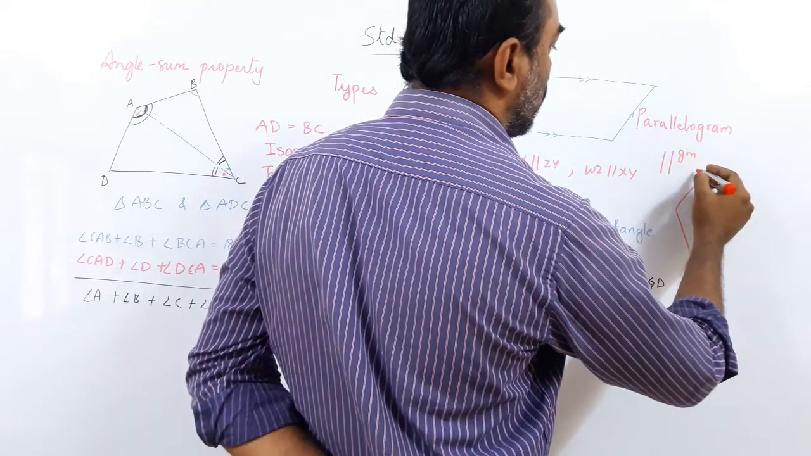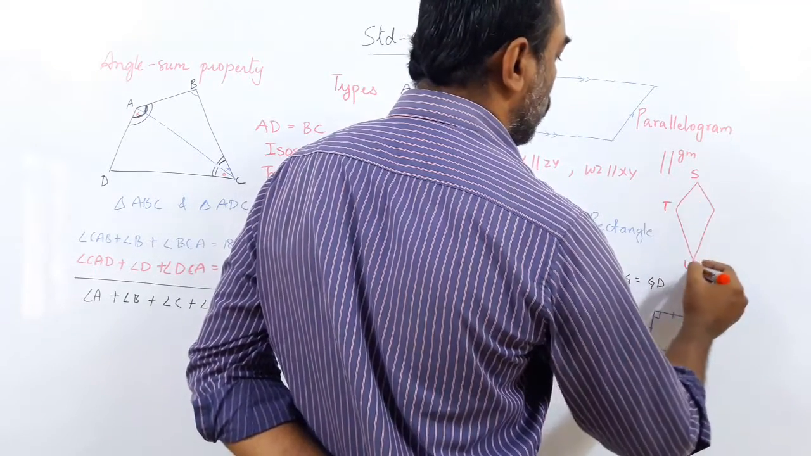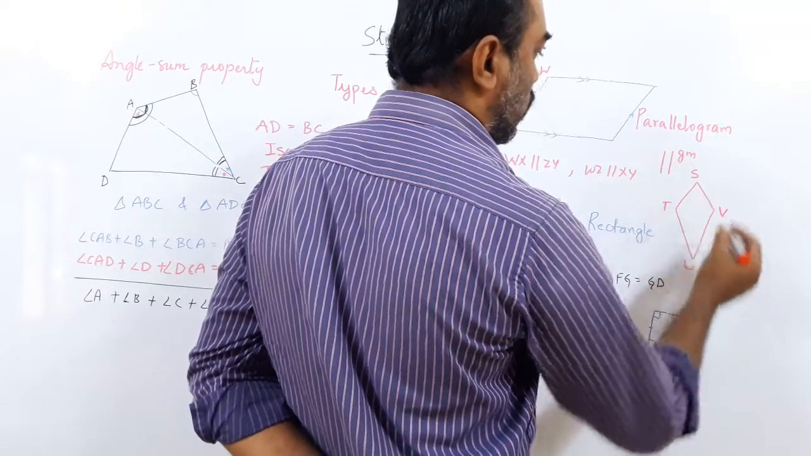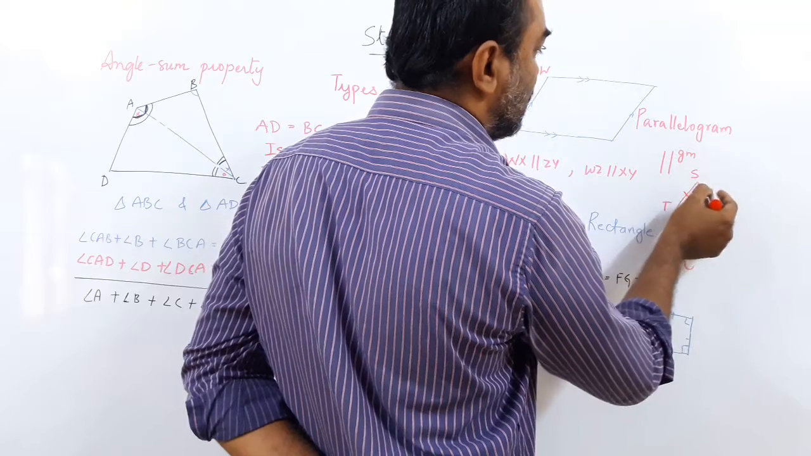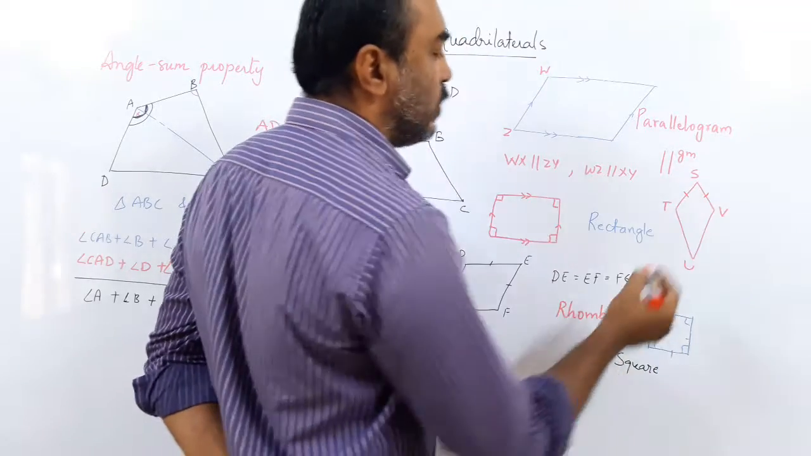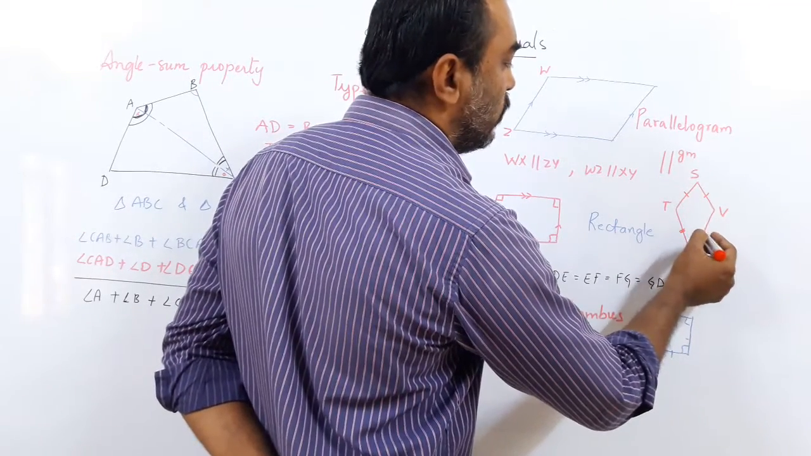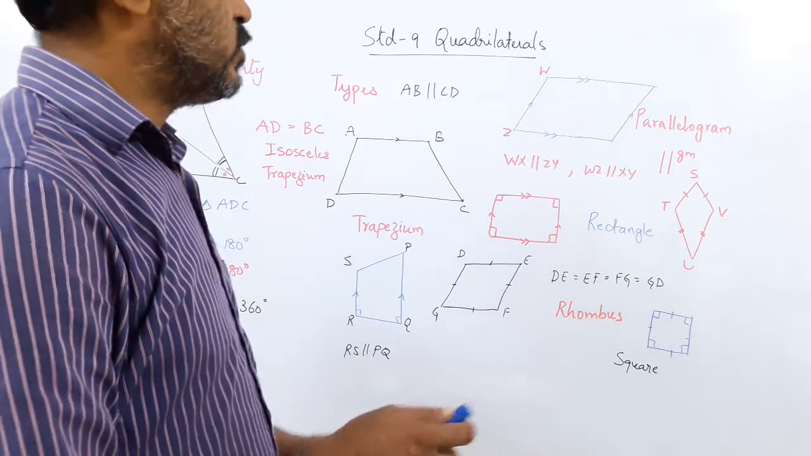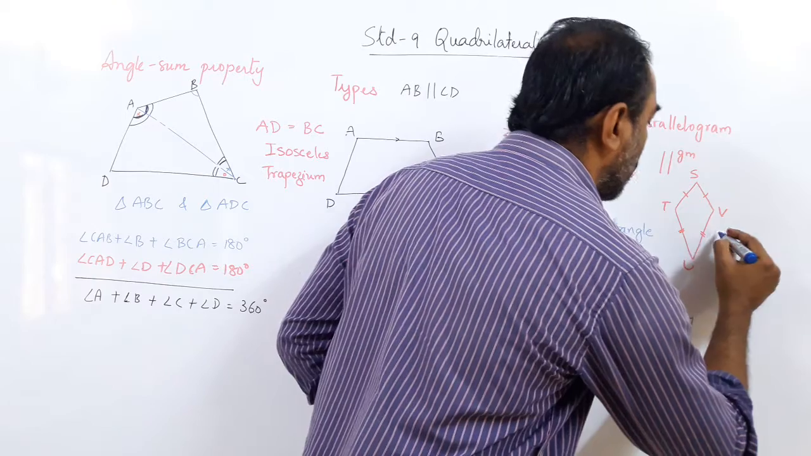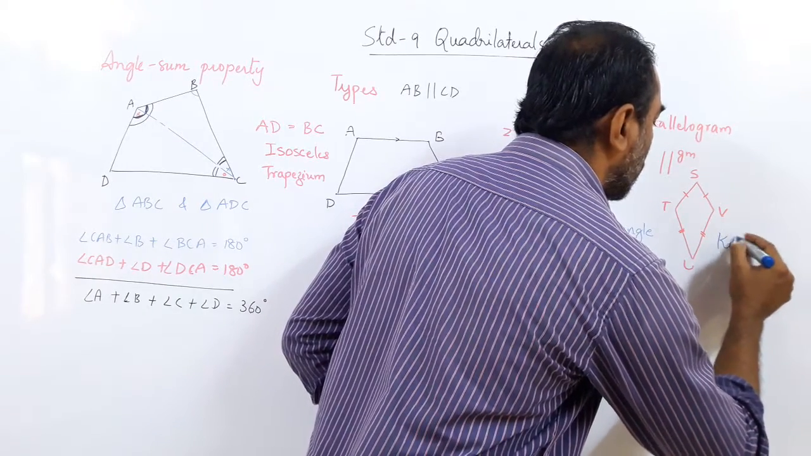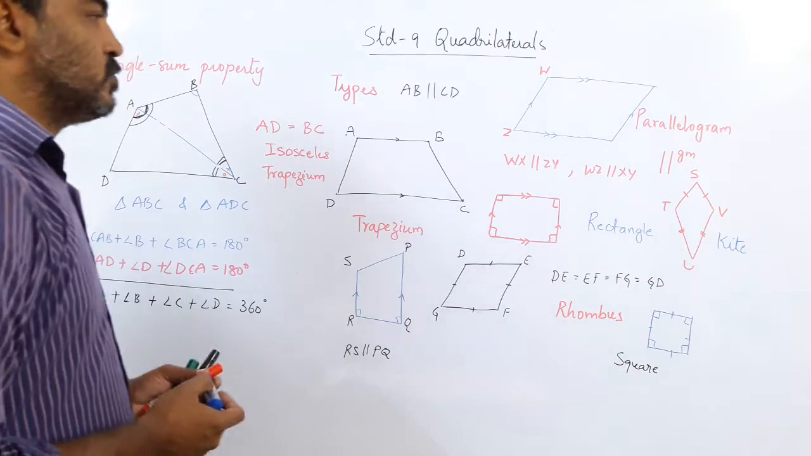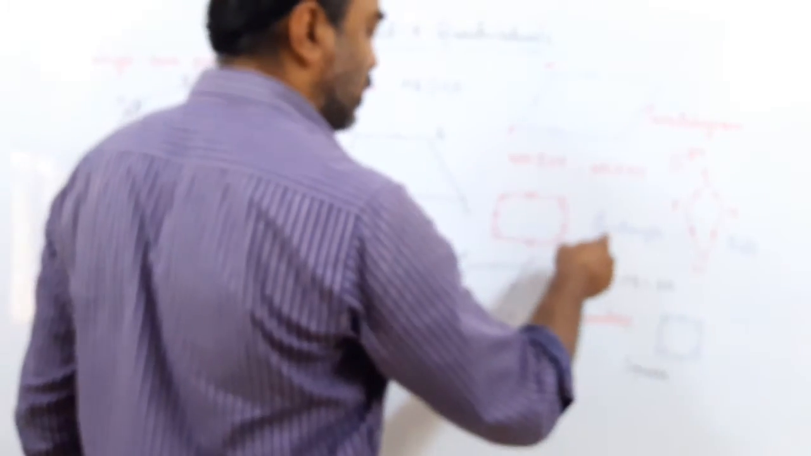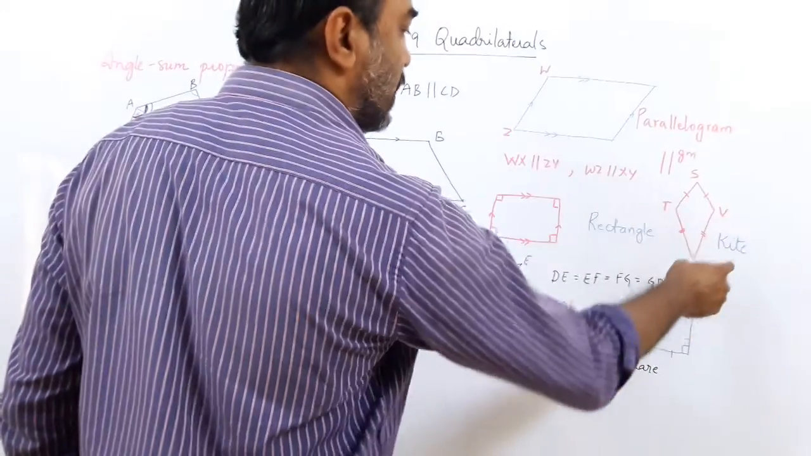If we have got S, T, U, V. STUV is a quadrilateral in which ST and SV, these two adjacent sides are equal, and TU and UV, these two opposite sides are equal. Then this one is called kite. So now see how many we got? 1, 2, 3, 4, 5 and 6.